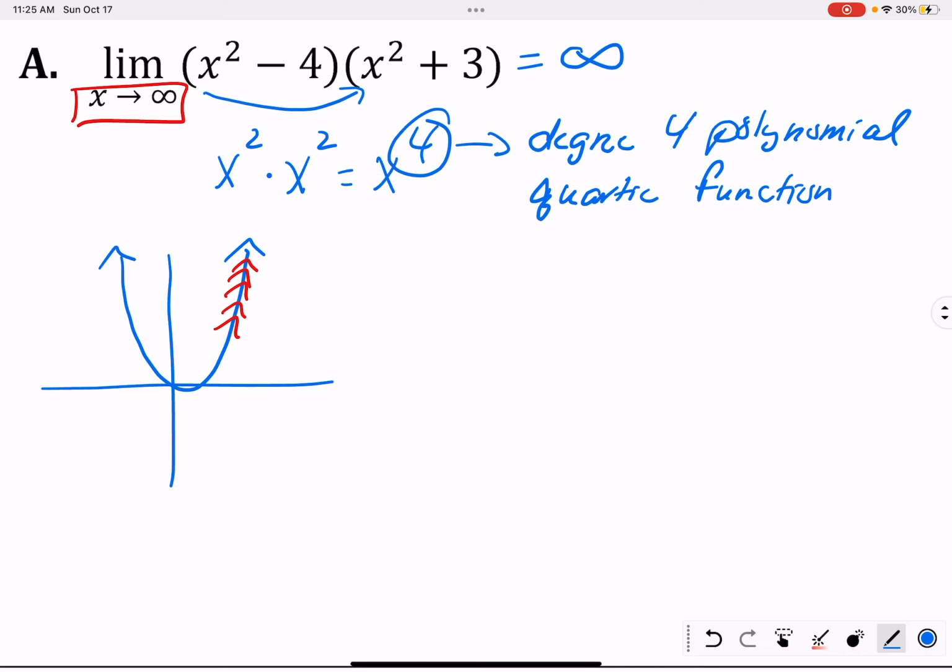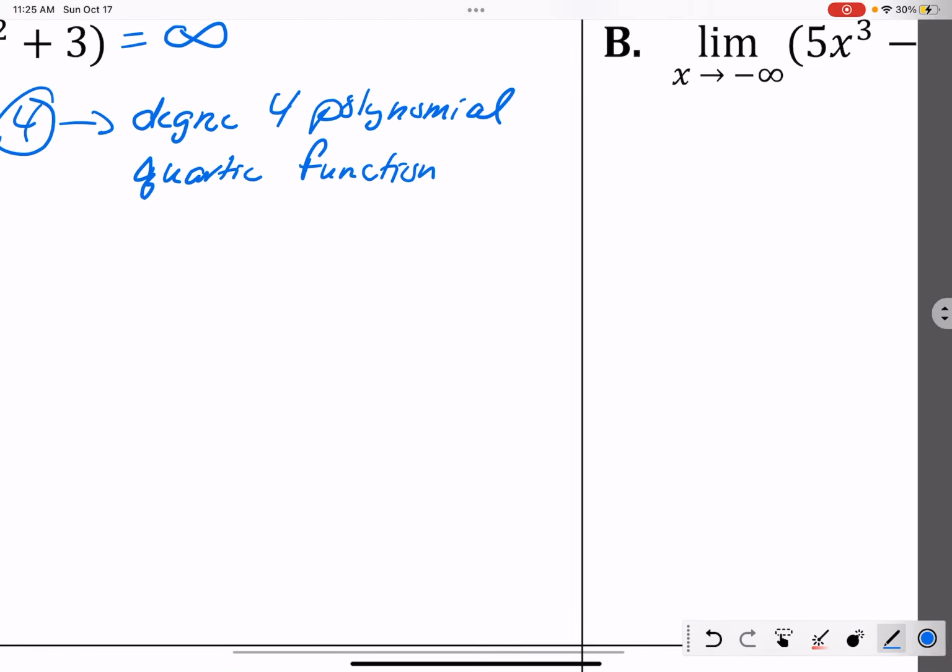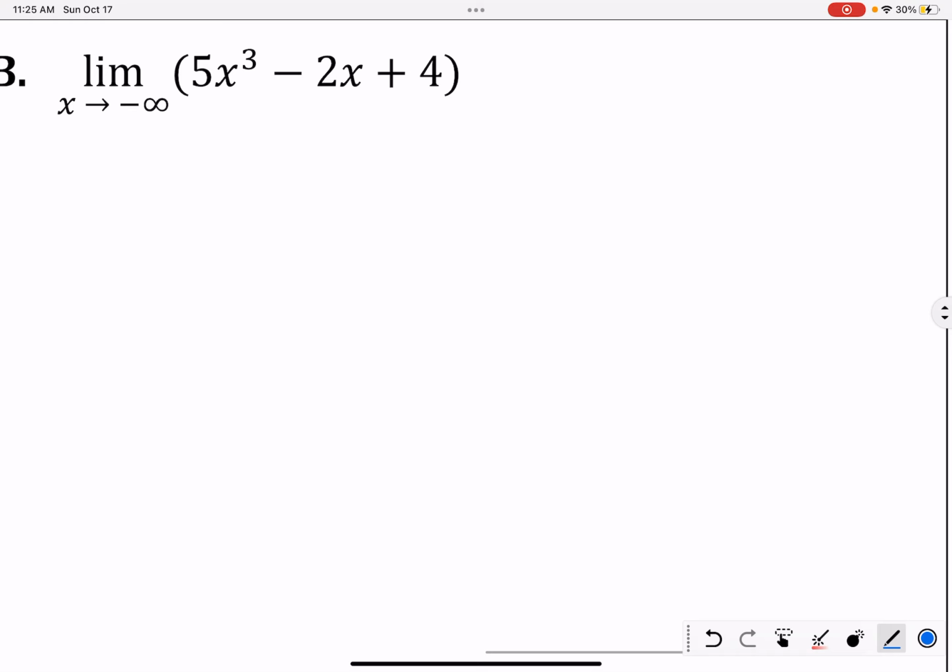All right, it's just any even-powered polynomial is going to be some type of parabola, and then we want to take a look at the leading coefficient to see if it's shooting up or down. All right, so in part B, it's a similar idea. The degree here is 3. It's the highest power, and we know that degree 3 polynomials look something like this, okay?